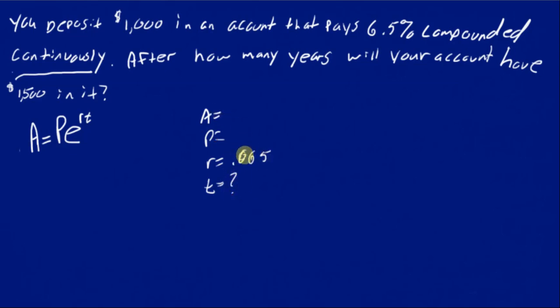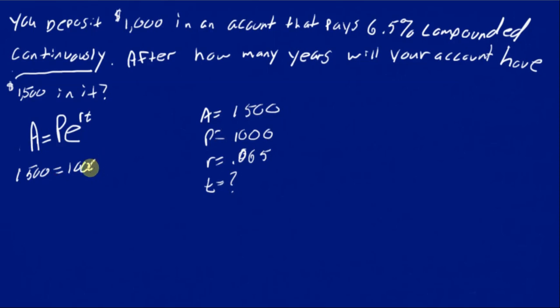0.065 for my rate. Principal, what did I start with? $1,000. And we want to end up with $1,500. So just substituting in, we're going to get this. Okay, dividing both sides by 1,000, it's going to give me 1.5 equals e to the 0.065t.